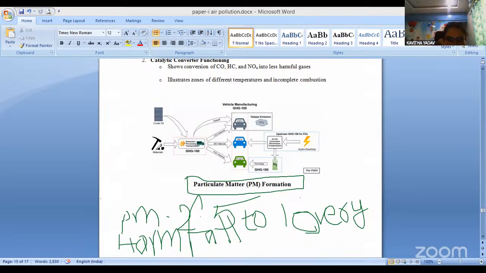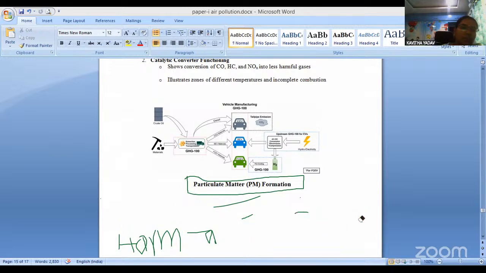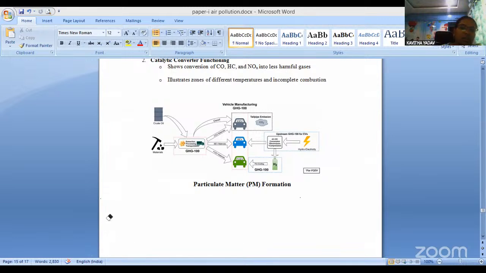How this particulate matter will be formed is shown in a clear-cut diagrammatic representation. Just a minute, I want to erase all the dirty things. This is the first one.